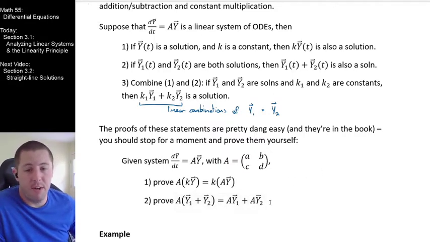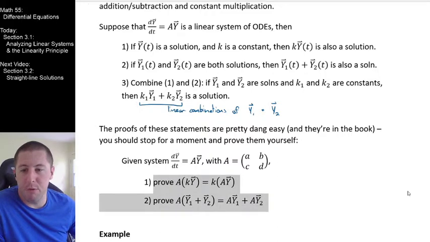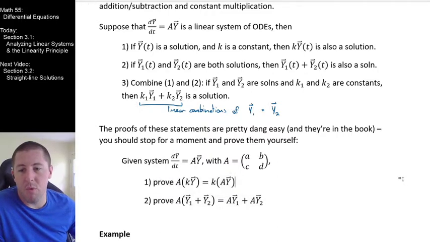I would advise you to stop and try to prove both of these statements right there. They're both relatively easy to do with a light bit of matrix multiplication and just algebraic rearrangements. No derivatives are happening here. And you can check your textbook. The textbook shows, I believe, both of those proofs.